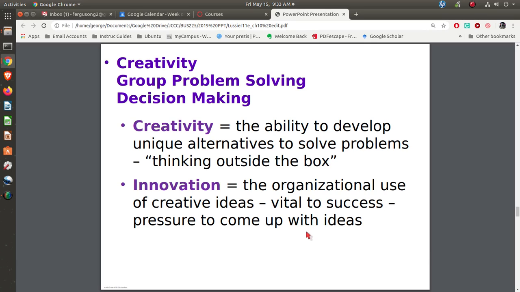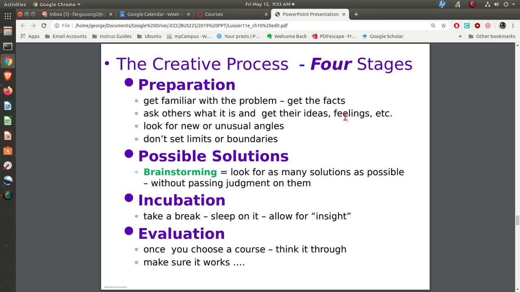Now, creativity and innovation, there's a difference. Creativity is coming up with something that's brand new. Innovation is finding ways to use that stuff that's brand new. It's the application aspect. As far as the creative process, first of all, you have to get preparation going. Get familiar with the problem, what you're trying to do. Look for new stuff. Start bringing some possible solutions.